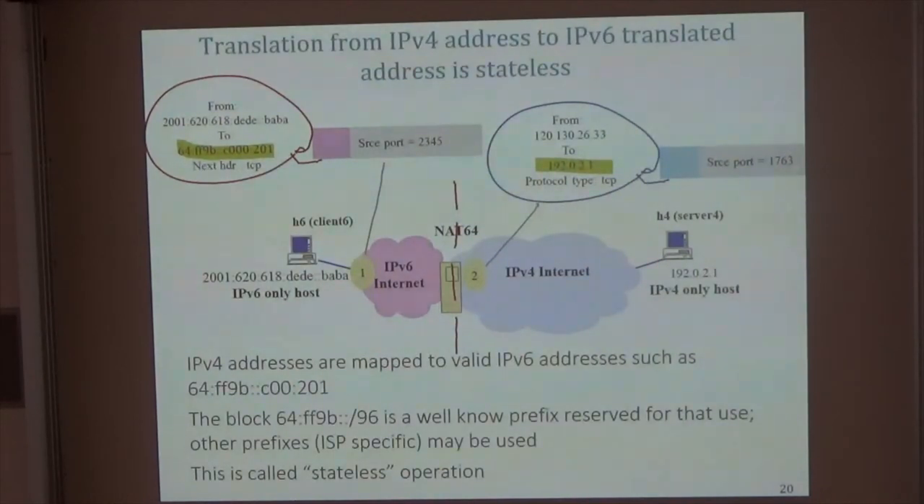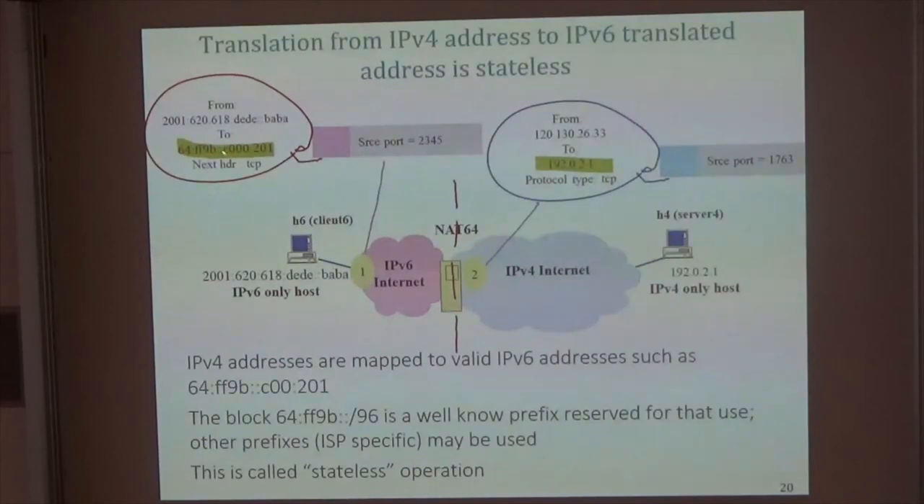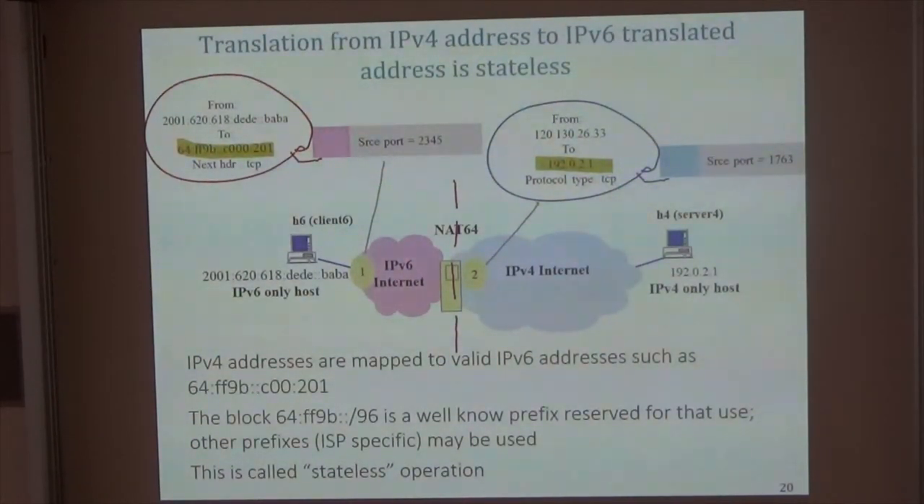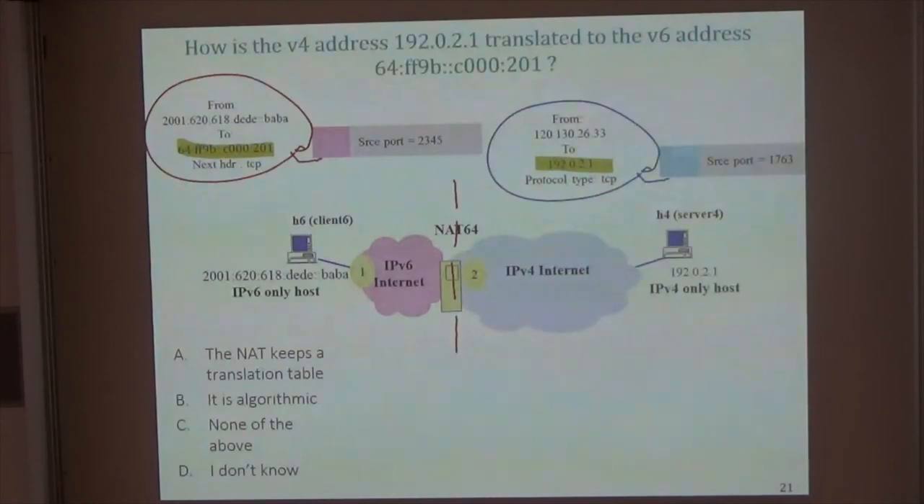And now the operation is stateless in the sense that when the NAT receives a packet with this destination address, it knows by analyzing the prefix, oh, that's a special IPv6 address. It should not be forwarded inside the IPv6 internet. I should remove the beginning of this block, the first 96 bits, take only the last 32 bits, and create an IPv4 packet that is copied from this. So it will copy things like the hop count. It will take the hop count that was here, decrement it by one, and map the source address by looking at what we saw in the previous slide, and then you will have an IPv4 packet here. This is, in a nutshell, how this NAT solution works.